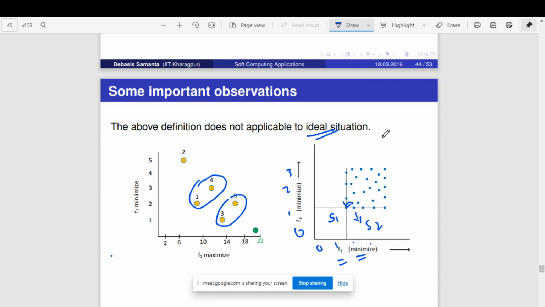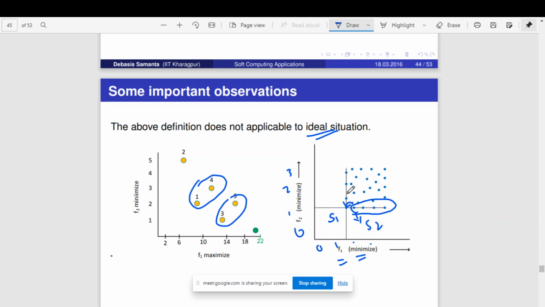What's the definition? Recall the definition: a solution is said to be Pareto optimal if it cannot be further improved without degrading another objective function. So here, does it degrade any objective function when you move from S2 to S1? It is improving F1, but it is not degrading F2. So you cannot call this a Pareto optimal front.